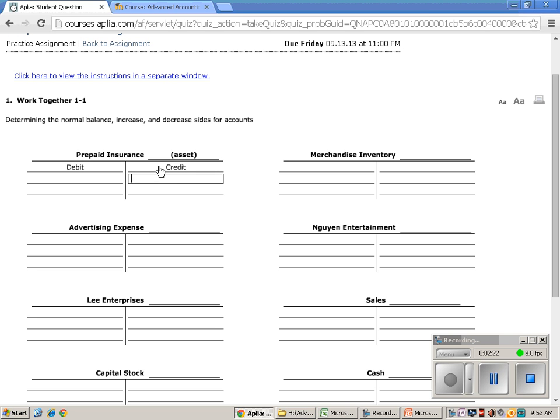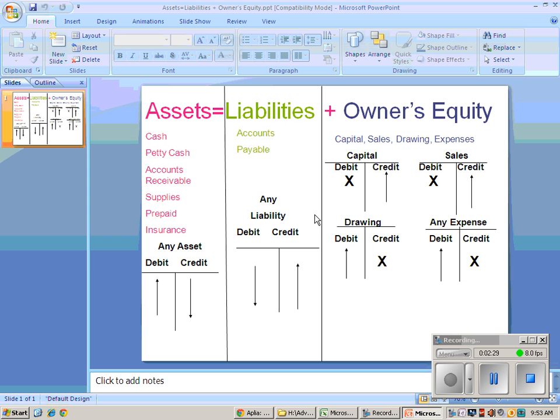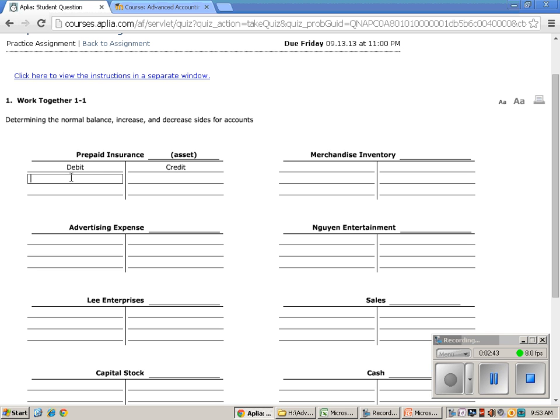Label each side of the T account using labels normal balance, increase side, or decrease side. Well, prepaid insurance is an asset. So looking back at the accounting equation, any asset, your increase side is always your debit, your decrease is always your credit. So your normal balance then is always the side that increases. So in this case, it will be a debit. So let's see. Increase side, decrease side, and normal balance. All right, so that will be true for all assets.